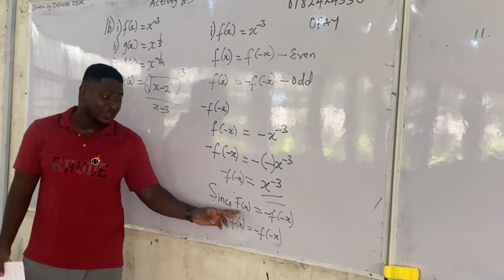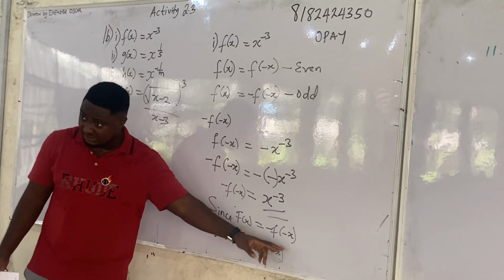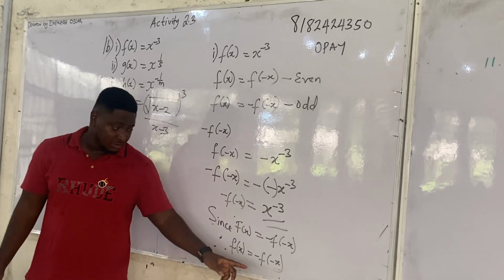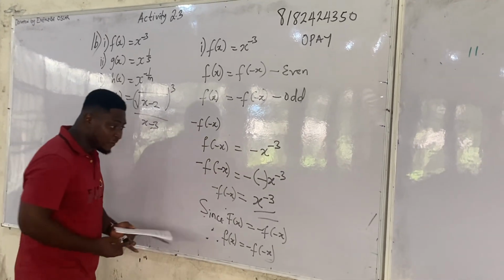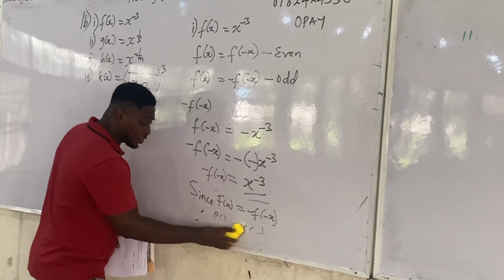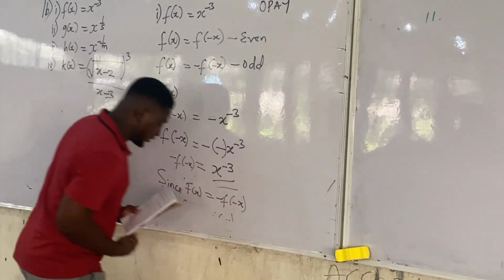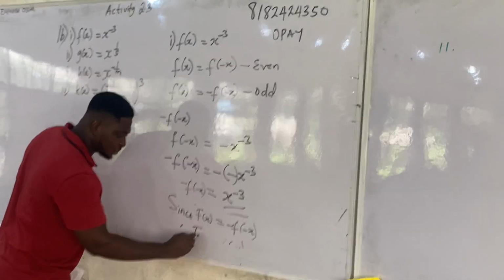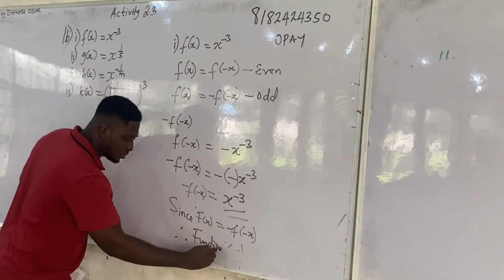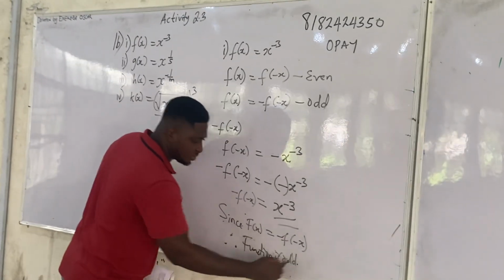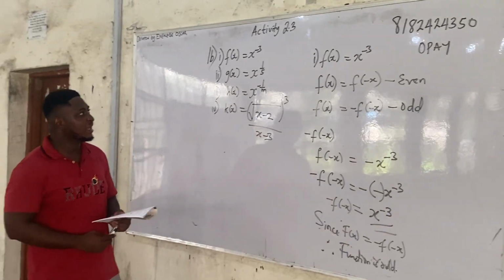And then you say, since f of x equals minus f of minus x, therefore the function is odd. It's an odd function. So you can see an example of what you do.